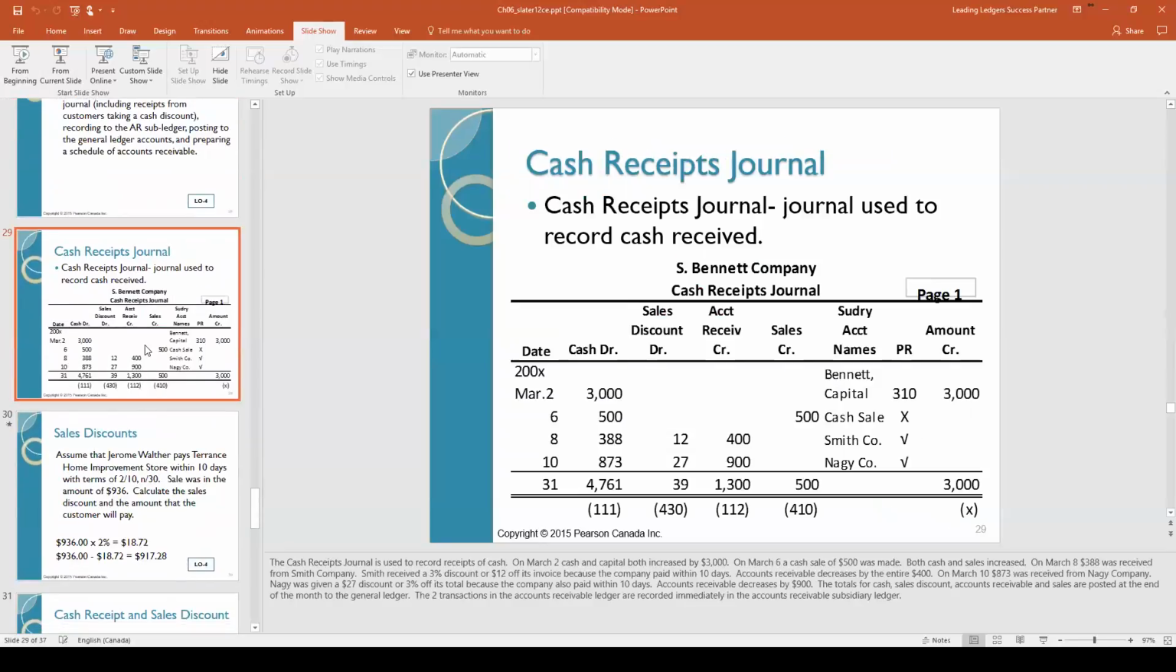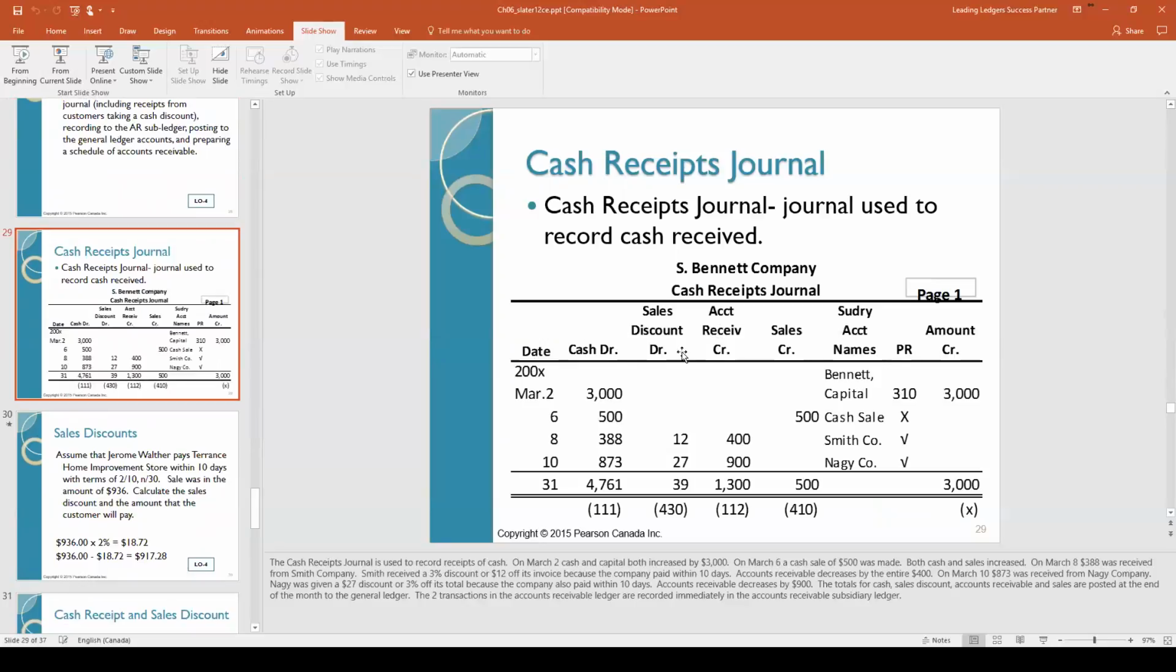Cash receipts journal. So here's another example of the journal. In this short video, I'm only going to talk about the sales and the cash receipts journal. Maybe I'll do the purchase side as well. I'll see how much time I've got. It's the same thing in this journal.